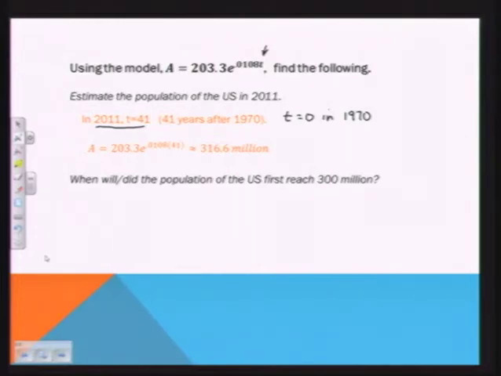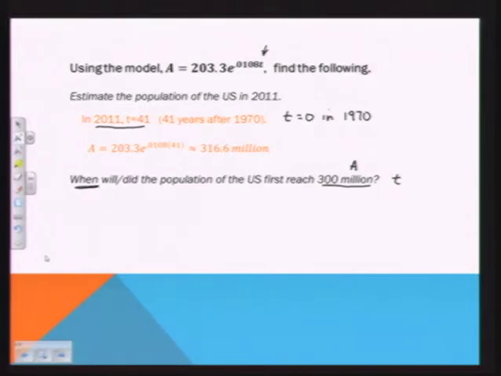In this case, we'll be looking at when will or did the population of the United States first reach 300 million? Well, we know it has to be before 2011. But how far before 2011 was it? Well, in this case, you note that we are given an amount. This is going to be A.